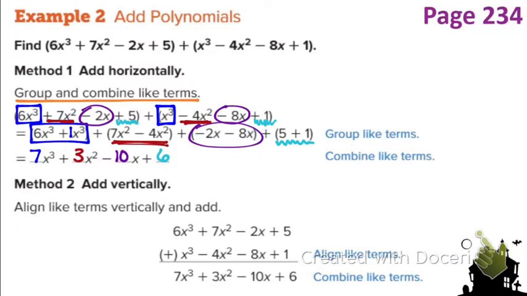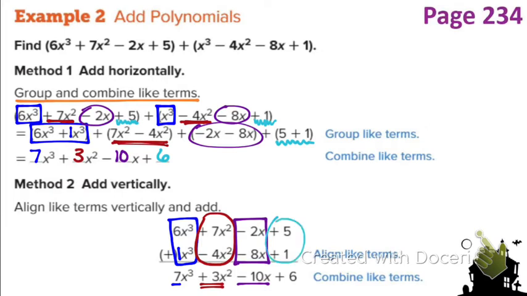So you would be combining 6x cubed and 1x cubed to get 7x cubed. You would combine a positive 7 and a negative 4 to get positive 3x squared. You would combine negative 2x and negative 8x to get negative 10x. And then finally you would combine 5 and 1 to get 6. So far so good? All right.